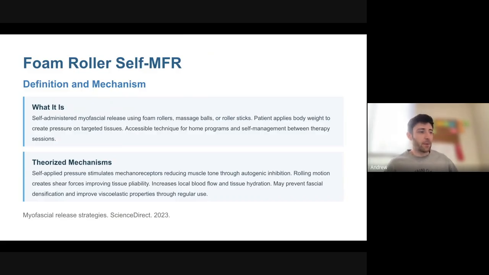But basically, the patient applies body weight to some sort of tool like a foam roller or a lacrosse ball, and this can help create pressure on targeted tissues that can do the exact same thing manual therapy and instrument-assisted therapy do. This stimulates the mechanical receptors by reducing muscle tone. The rolling motion can also create forces that slide the skin past each other to get some more oxygenation and blood flow in there. And it may help prevent trigger points from forming on your own, though sometimes those things just form no matter what you do.